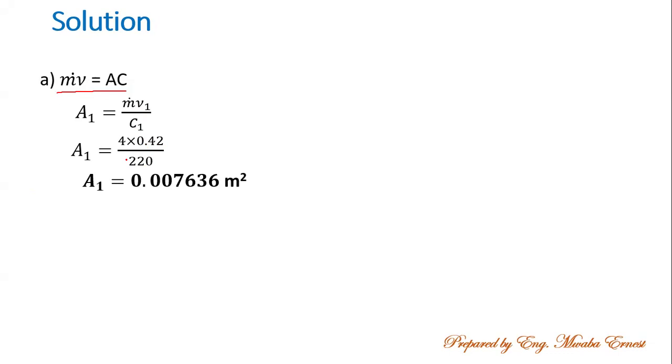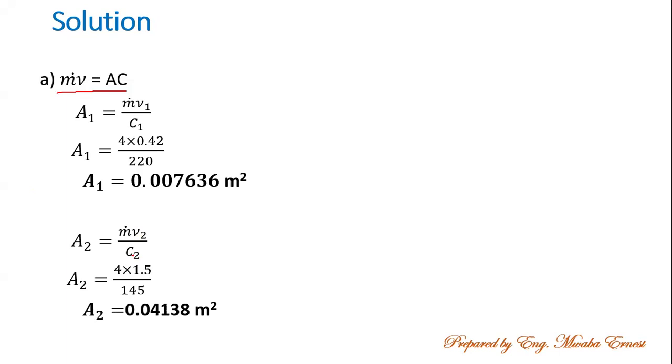Let's duplicate this now with the exit section. With the exit section, we can pick it up from this point, where area 2 is equal to mass flow rate times specific volume 2 divided by velocity 2. Then we can just substitute. The mass flow rate was 4, specific volume was 1.5, and velocity 2 was 145 meters per second. When you enter this once again in your calculator, that's what you should have.